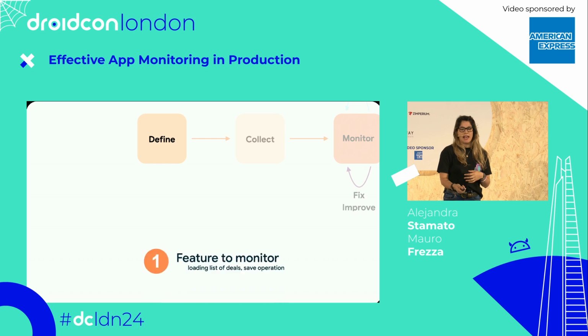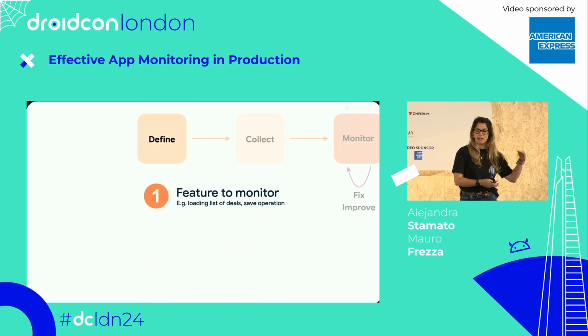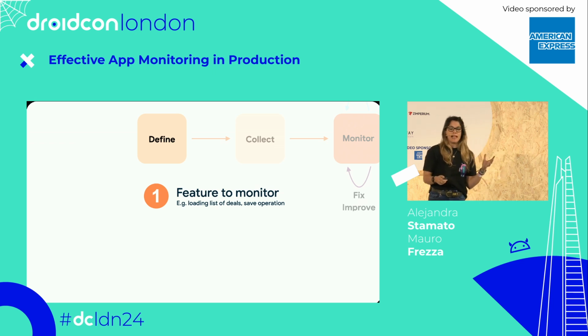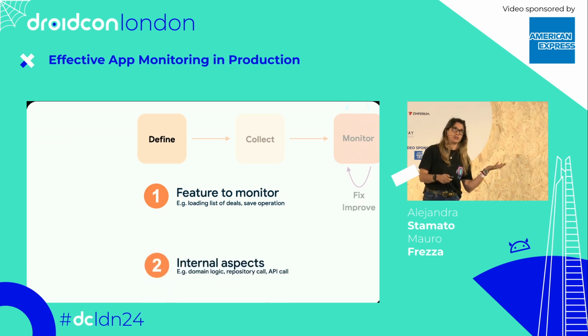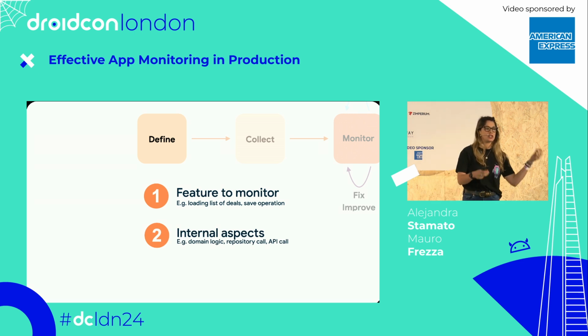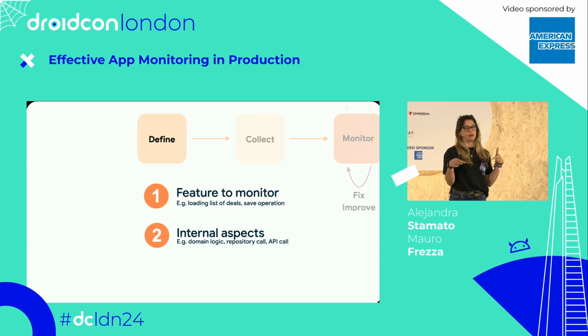But the first thing that you need to think is this, right? The feature to monitor, what the user can do. In this case, loading the list of deals, pulling to refresh, creating a new deal, saving operation, all these things like macro features that you want to track. And then for all of these features, maybe there are some of them that are more complex than others, so you may want to understand a little bit more on them, and then you dig deeper into the internal aspects of how you're getting that information that you need.